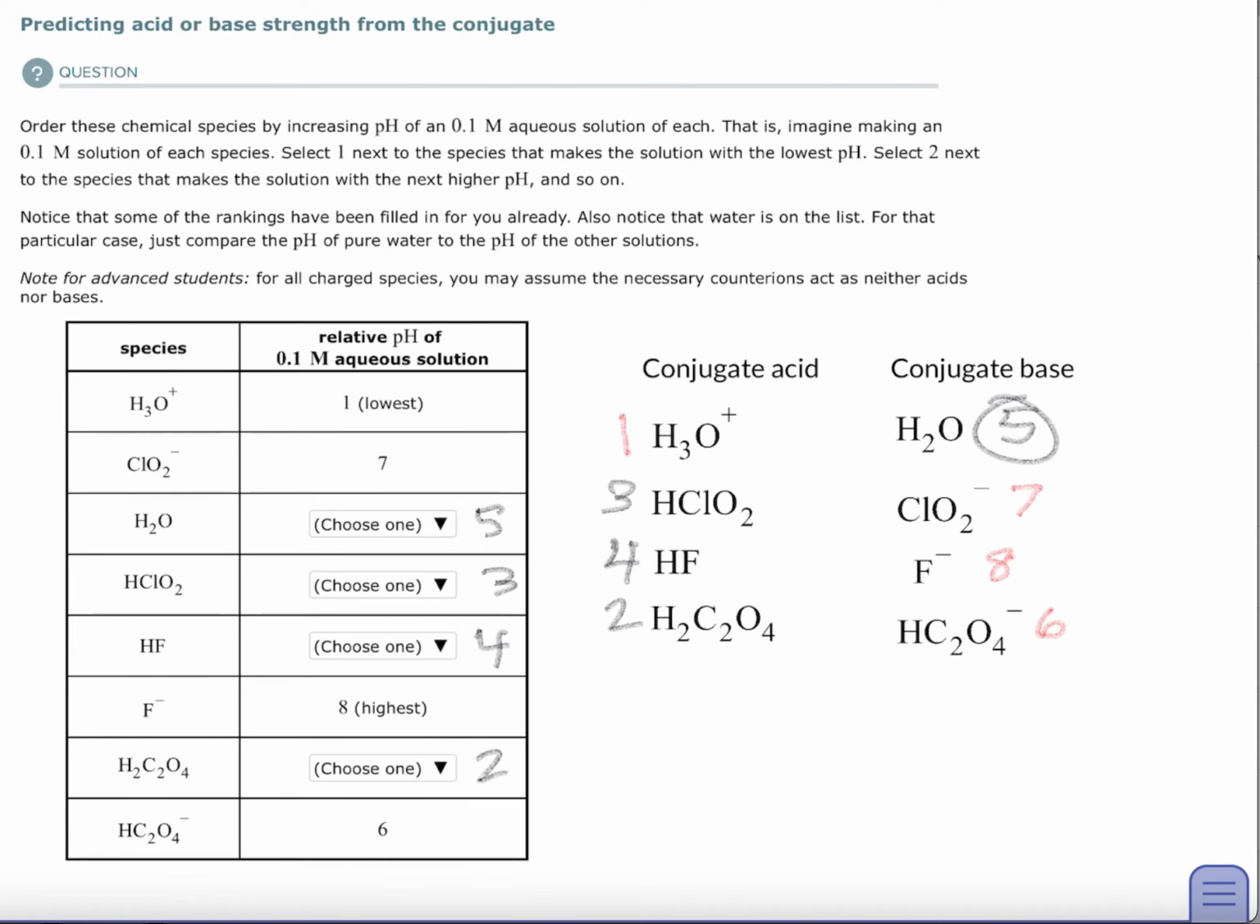So you're basically remembering that if you have a strong acid, then you're going to have a weak base. If you have a weak acid, you're going to have a weak base. And the weaker the acid, the stronger the weak base. The weaker the base, the stronger the conjugate is. So they're opposite of each other.